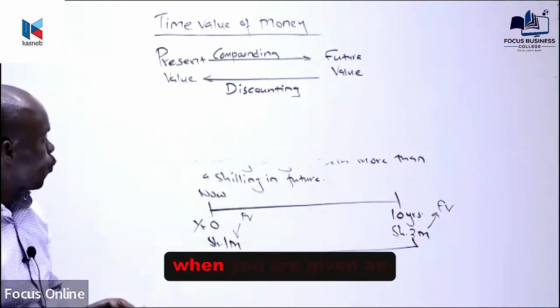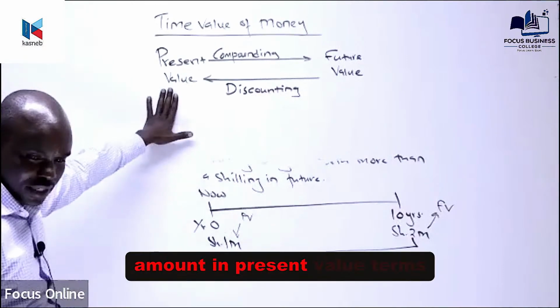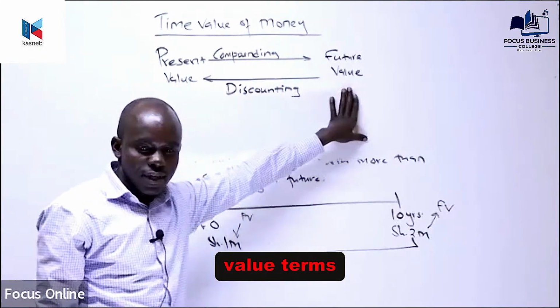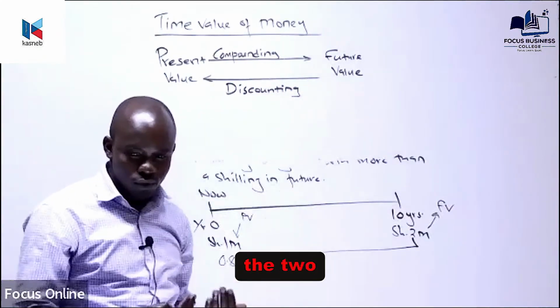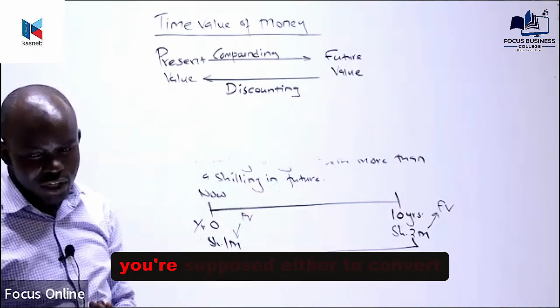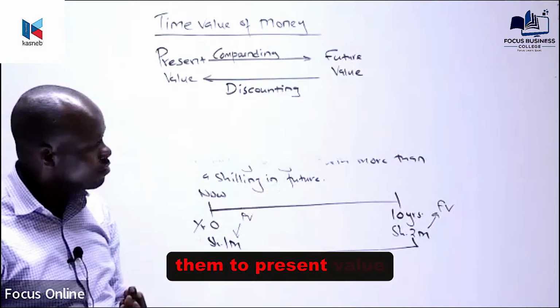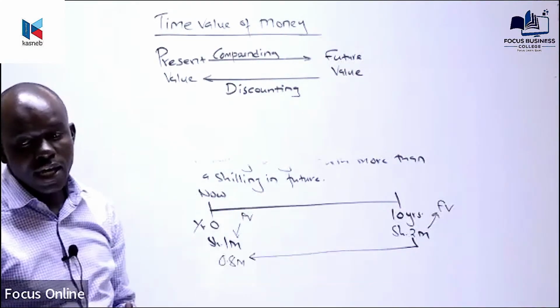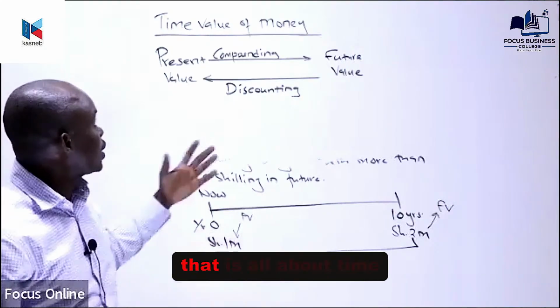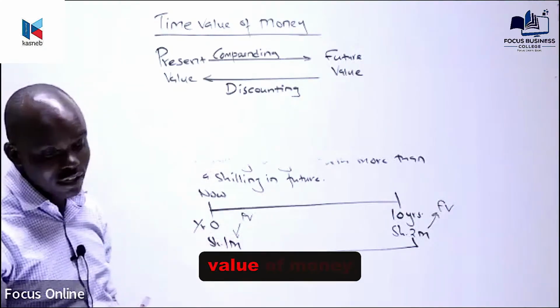And I've said, when you are given an amount in present value terms and another amount in future value terms, and you are supposed to compare the two, you cannot compare when they are not in the same form. You're supposed either to convert them to present value or to future value and make a decision or conclusion. That is all about time value of money.